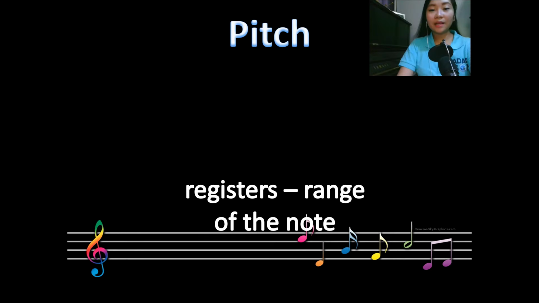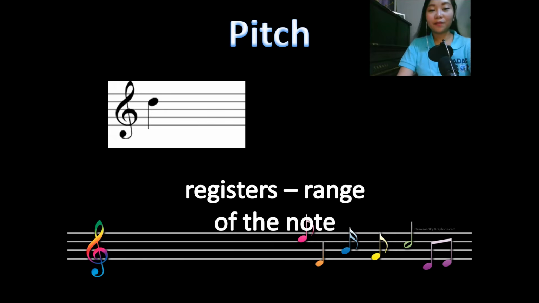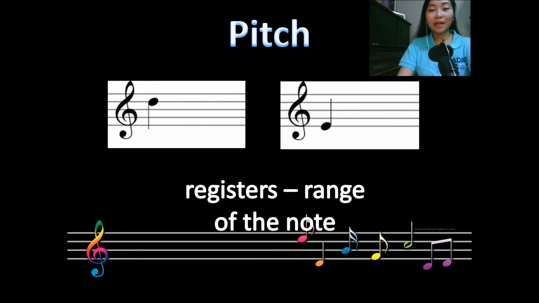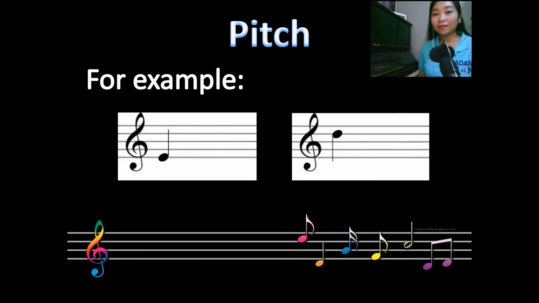If the note is placed higher on the staff, therefore it will produce a much higher sound. If the note is placed lower on the staff, then it will produce a much lower sound. The position of the notes on the staff and how it sounds can be called registers. Or, I may say, the range of the notes. For example, this is a low pitch, while this one is a high pitch.